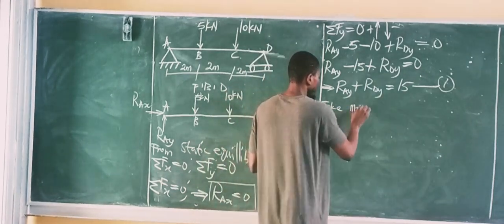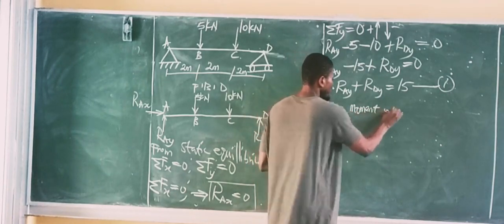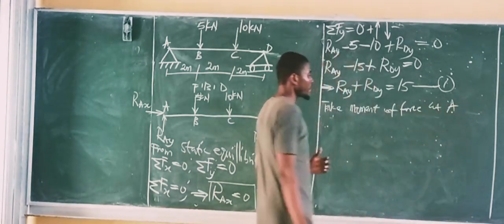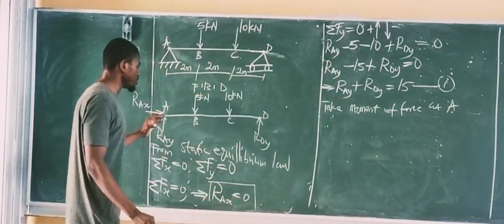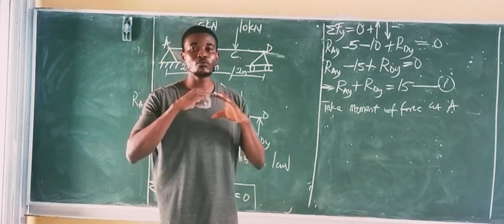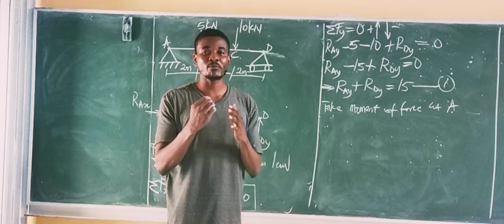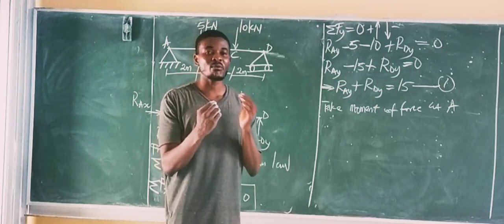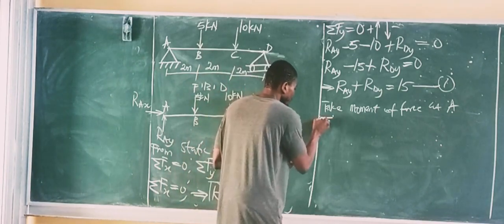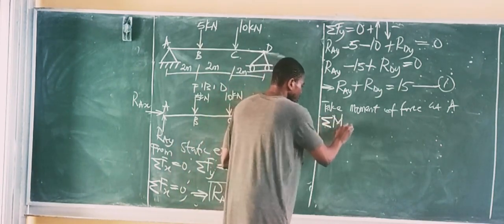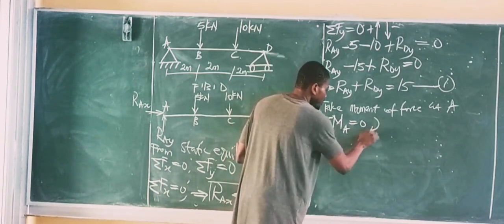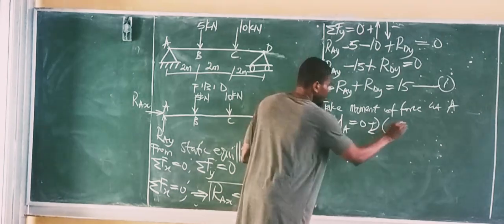Take moment of forces at A. Now, the reason why we take moment at point A is this. Take moment about the point where you have numerous forces. Whenever you're taking moment, from the equilibrium law, the moment about any point is 0. So we are simply going to state that here: summation of the moment about point A is equal to 0. So we assume clockwise moment to be positive and anti-clockwise moment to be negative.